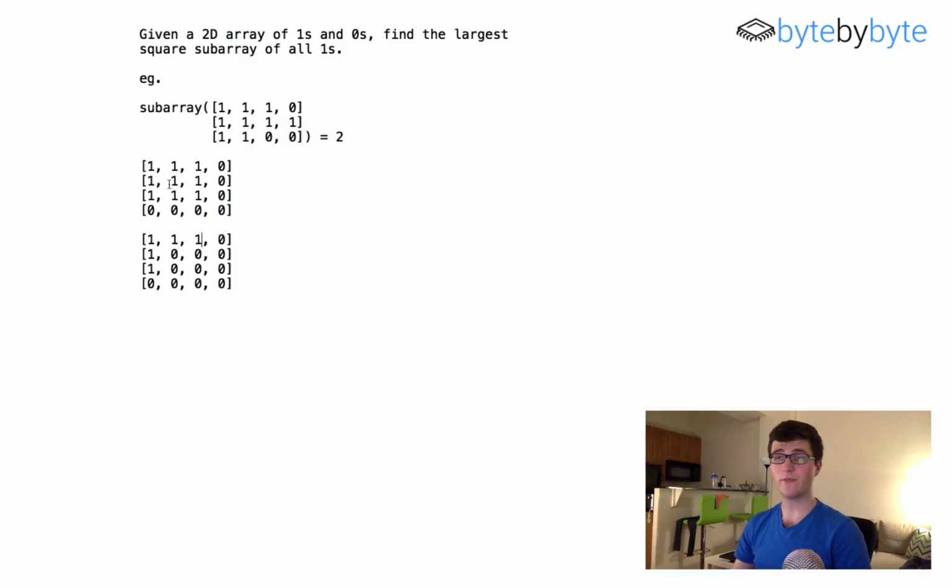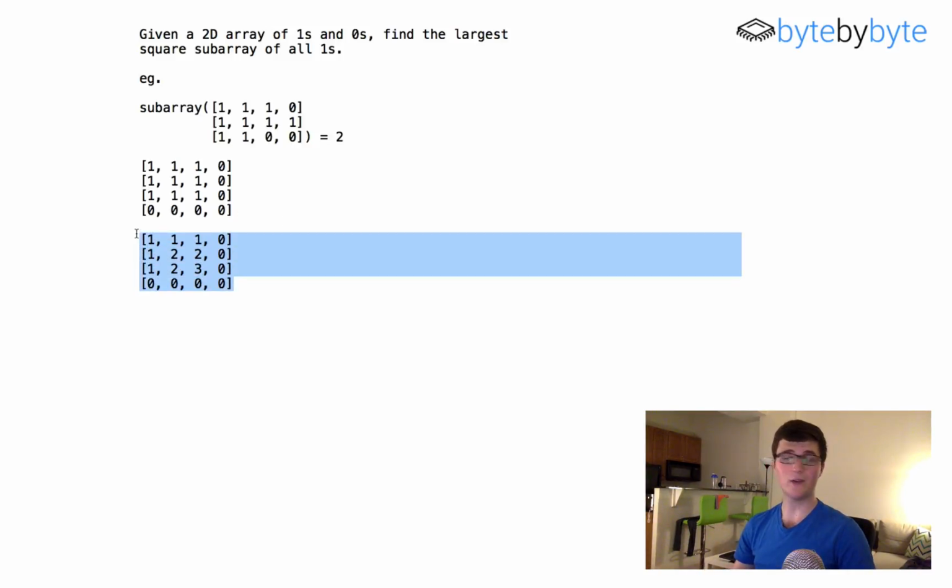And then we can fill out the rest of this. If we look here, this is the bottom of a 2x2 subarray, so that would end up being 2. This here is also the bottom right-hand corner of a 2x2 subarray, because we have this subarray, so we get 2. This cell here, same thing. And then this cell here is the bottom of a 3x3 subarray, so this would be 3.